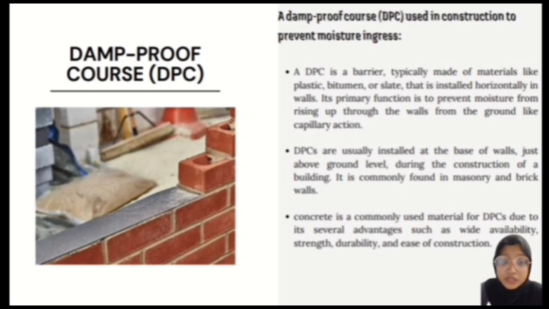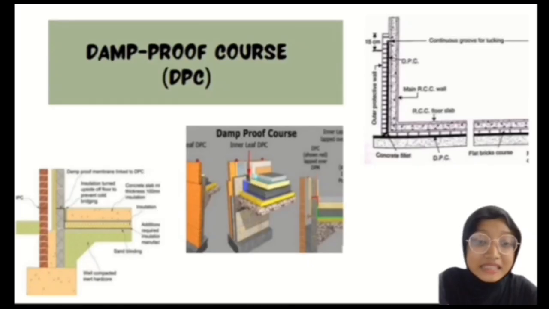While concrete offers some resistance to moisture, it is not entirely impermeable. Over time, tiny cracks can develop, allowing moisture ingress. This is because concrete is brittle and can crack under excessive movement or stress, potentially compromising its effectiveness. Concrete can also be susceptible to degradation from salts like sulfates and chlorides commonly found in soil. These are examples of damp-proof course DPC.